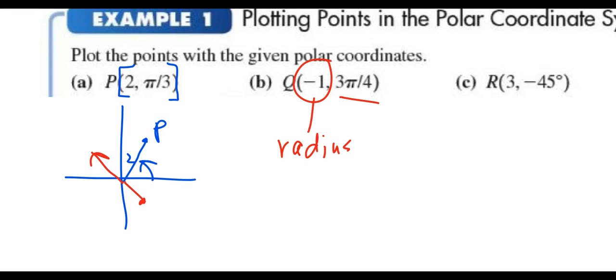So we can rotate and walk forward away from the pole, or we could rotate and then walk backwards away from the pole. So we could do either one. There's forwards and backwards.